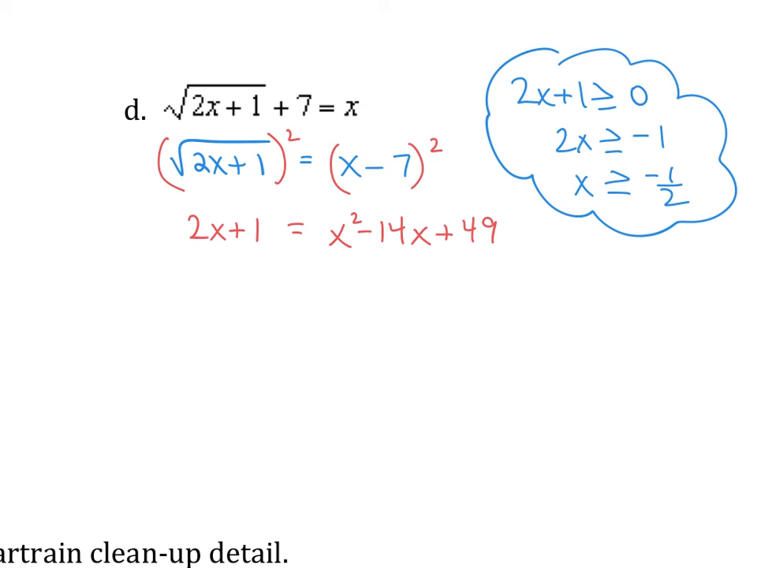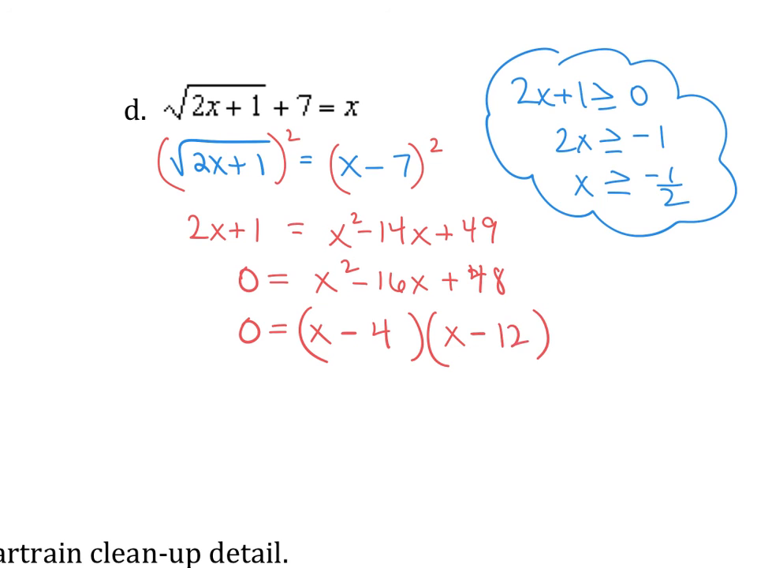Now since I have a quadratic, we have to set this equal to 0 to solve. So I'm going to subtract 2x from both sides, and I'm going to subtract 1 from both sides. And now our goal here is we want two factors of 48 that add up to -16. Now, since we want them to add up to -16, we know they both must be negative. So our two factors of 48 that will add up to -16 will be -4 and -12, because -4 times -12 is 48, and -4 plus -12 is -16.